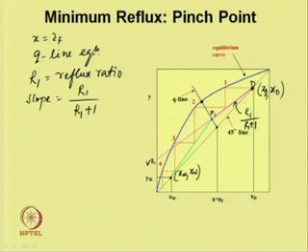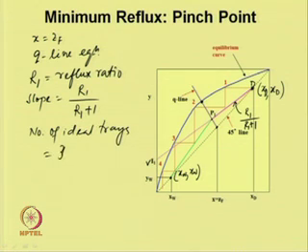So, if we obtain the number of stages required by the McCabe-Thiele method, we can step off from the top of the tower from point D, then come to the equilibrium line and then drop to the operating line of the rectifying section, and it will cross over. So, it will give approximately 4 or 3.5 ideal trays. So, about 3.5 is the number of trays required.